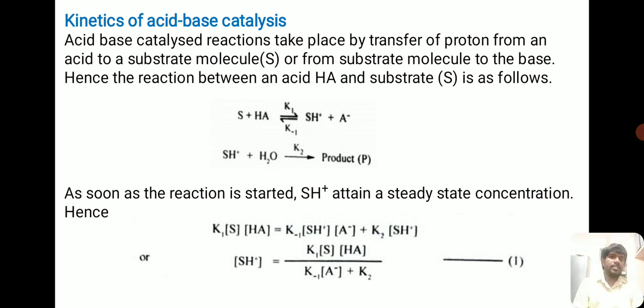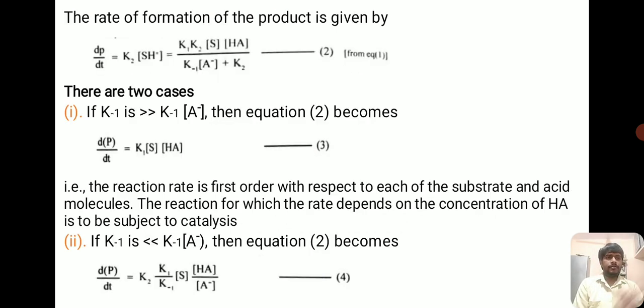Hence, the equation becomes K1 [S][HA] is equal to K-1 [SH+][A-] plus K2 [SH+]. Or this equation can also be written like this: [SH+] is equal to K1 [S][HA] over K-1 [A-] plus K2. This is equation number 1.